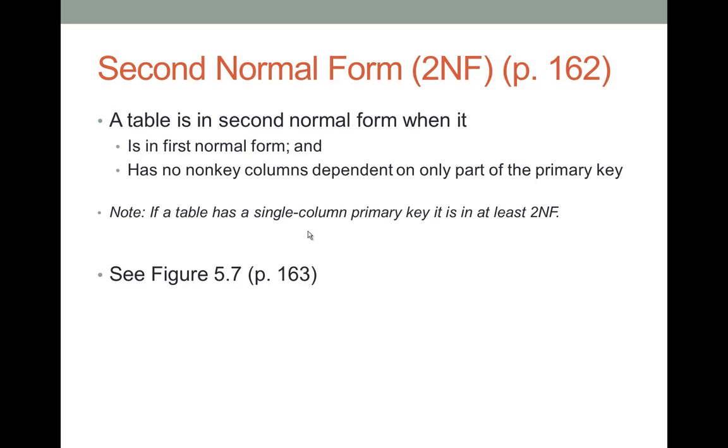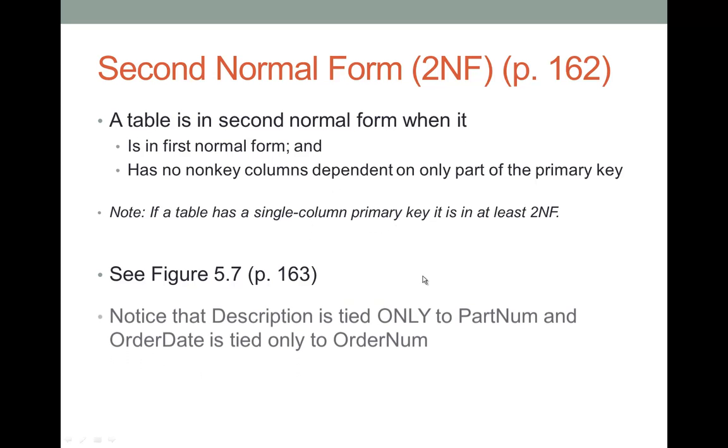Neither the order date nor the description are part of my primary key, so those are non-key columns, but yet they're dependent on only part of the primary key. They're not dependent on the combination of order number and part number together, but instead they're dependent on only part of the primary key.